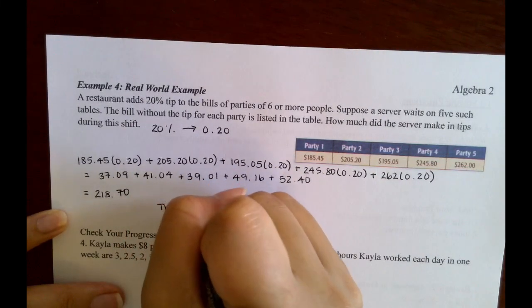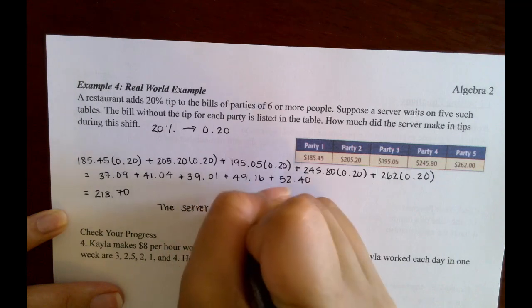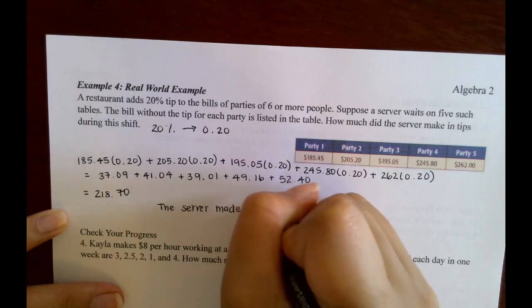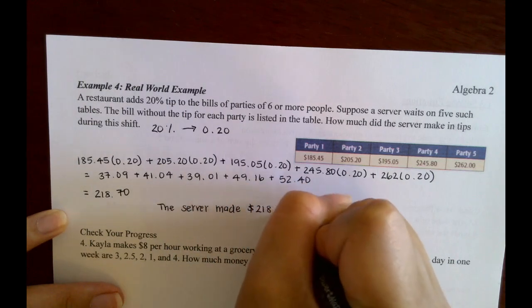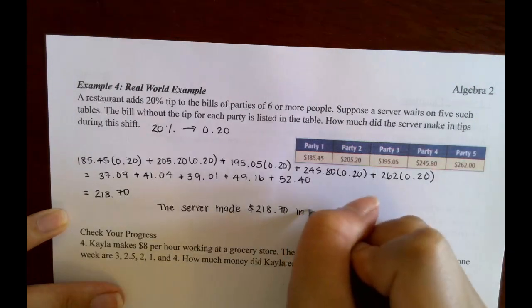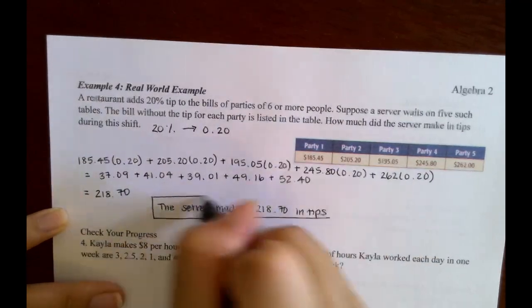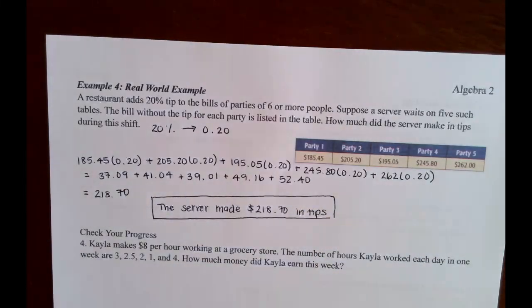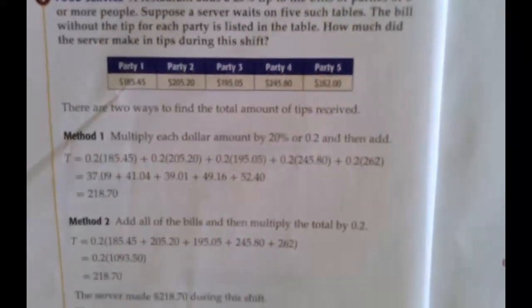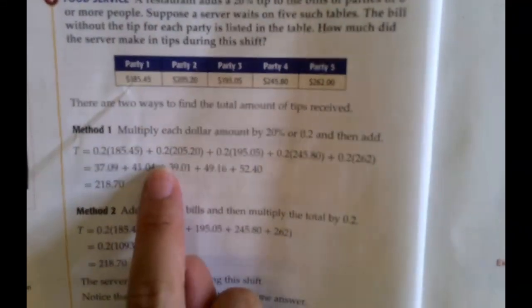The server made $218.70 in tips. So this is one way to do it. If you look at your book, that is method 1, right? So the way I just did it is method 1.